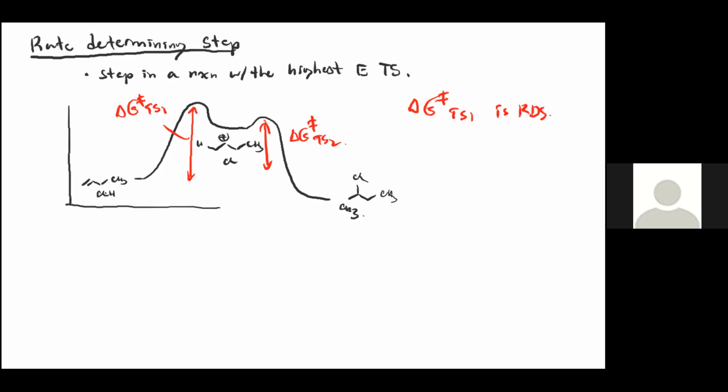But in terms of the kinetics and thinking about the rate of reaction, we're always going to look to our highest point on the reaction energy diagram. And that is the delta G double dagger that we are concerned about in terms of the rate and things like that. And that is what is referred to as the rate determining step.